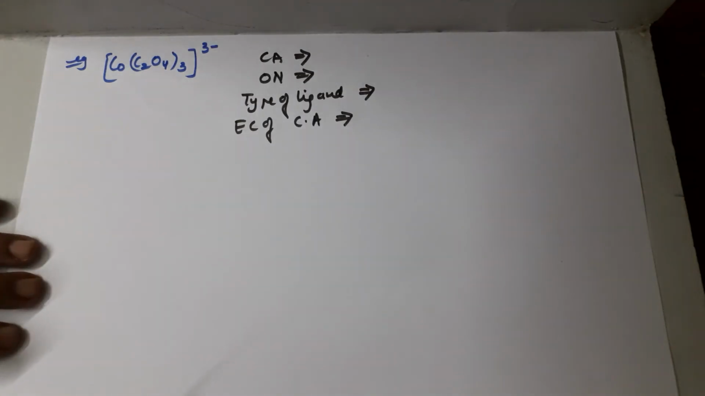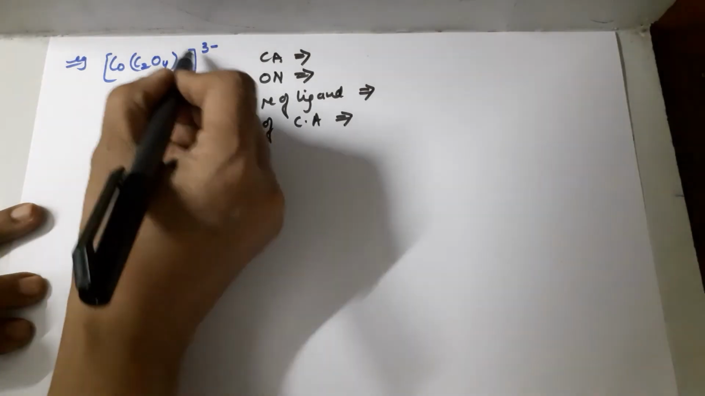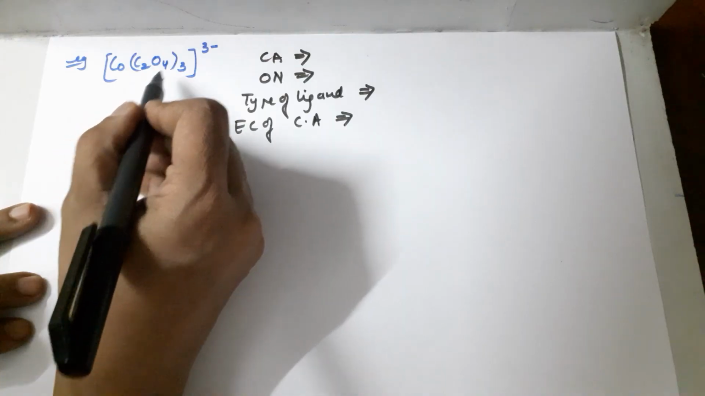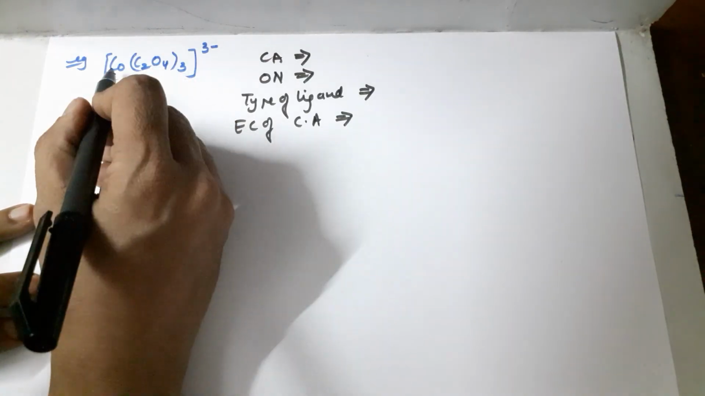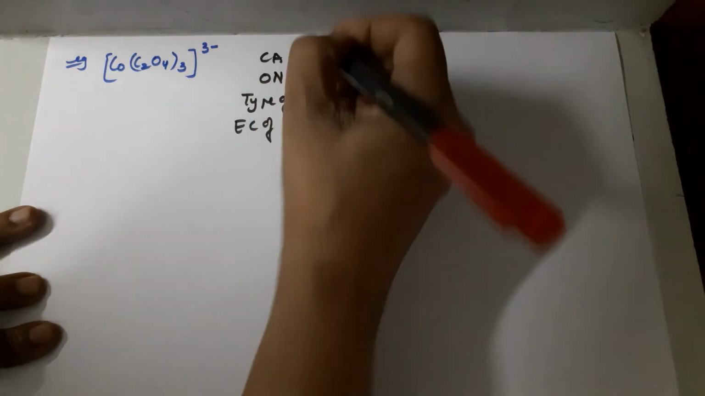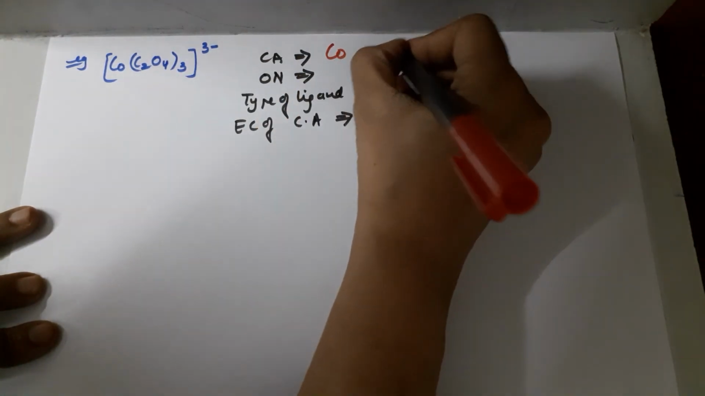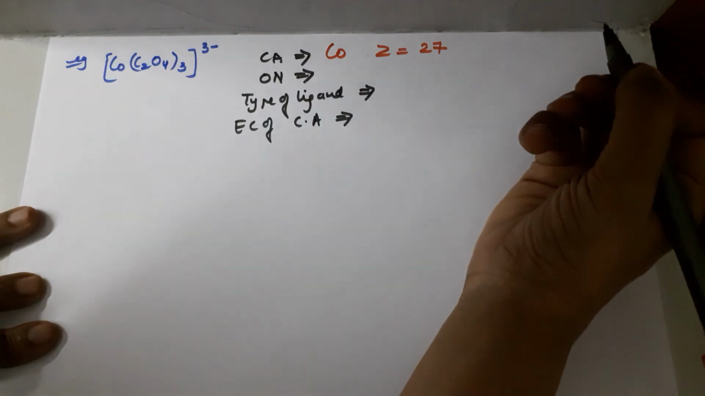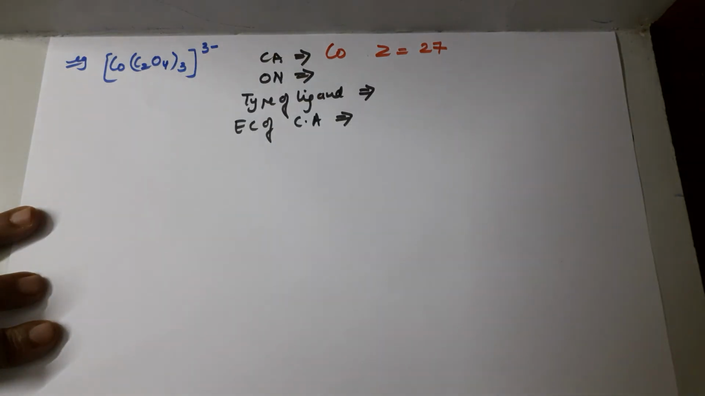I would love to do just one more tricky example. This is your next example, which is trioxalato cobaltate. Now in this case, what is the central atom? The central atom is cobalt. What is the atomic number for cobalt? 27. Let's find out the oxidation number.